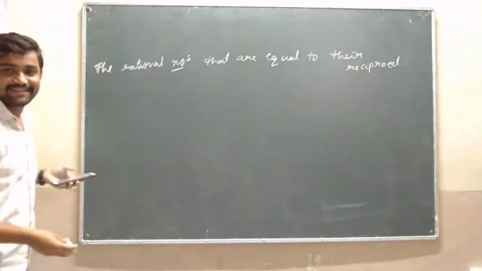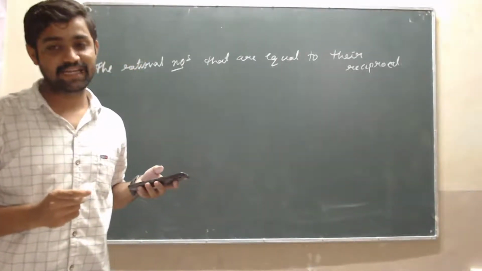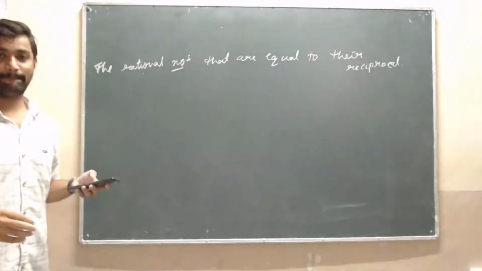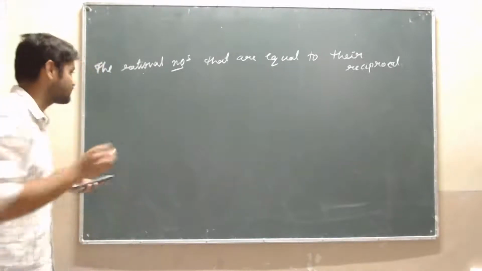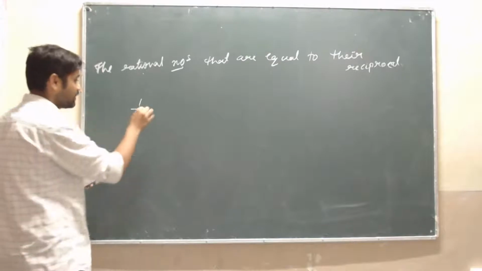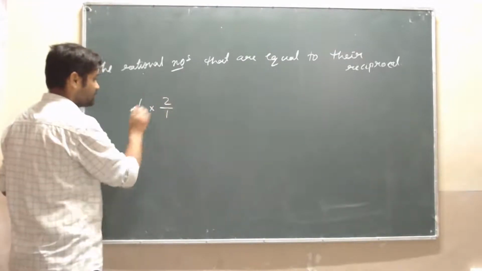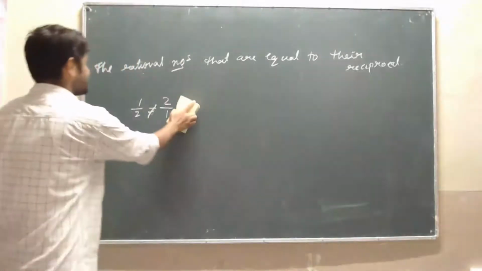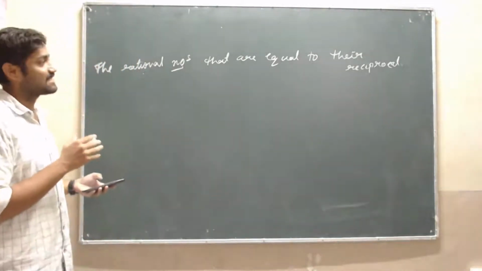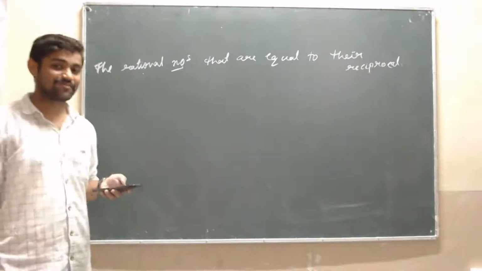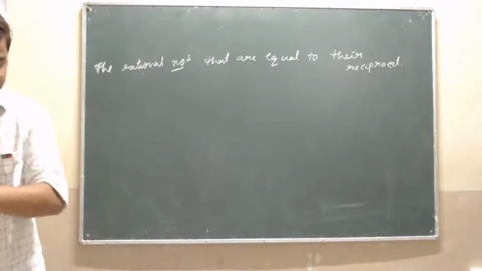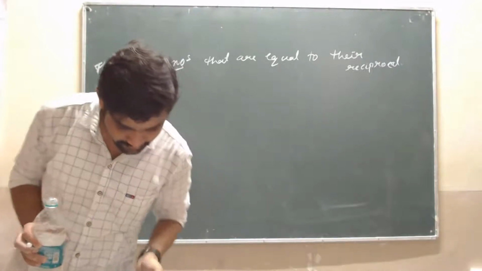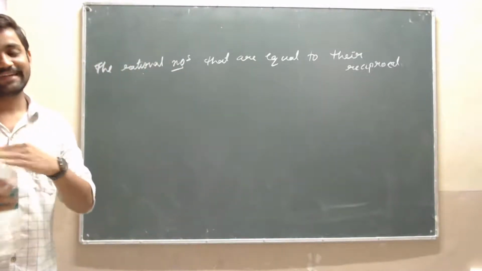What's the question? See here, p by q is the general form of a rational number. We have the question: the rational numbers that are equal to their reciprocal. What are they? Suppose 1 by 2 is the rational number, its reciprocal is 2 by 1. Whether 1 by 2 is equal to 2 by 1? No, sir. Then we have to check which rational numbers are equal to the reciprocal. Tell me the answer.